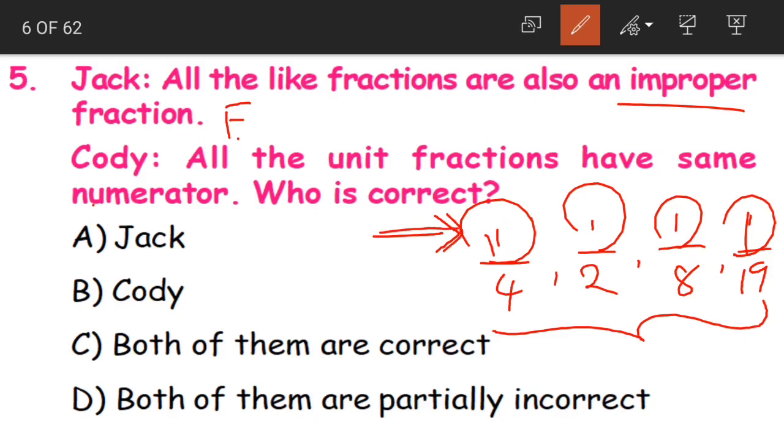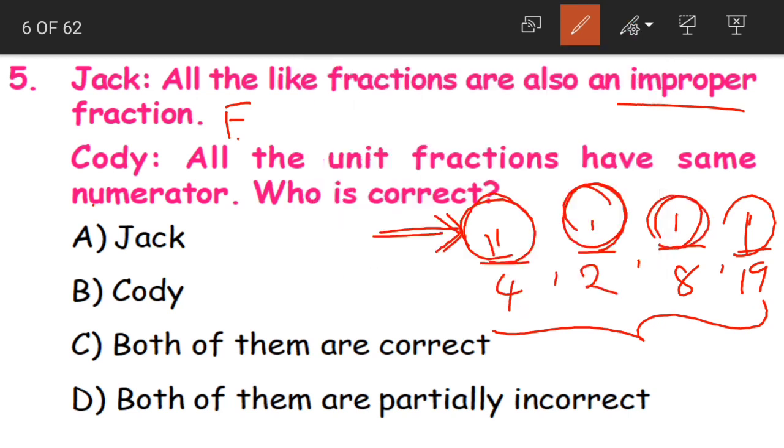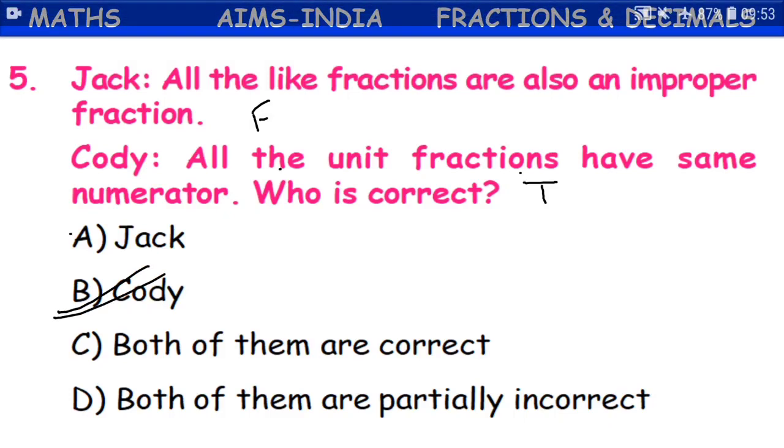Now, do all these unit fractions have the same numerator? Yes, all the given unit fractions have the same numerator, that is 1. So Cody's statement, that all unit fractions have the same numerator, is correct. It is true. So who is correct among Jack and Cody? Cody is correct. So option B, Cody, becomes our correct answer.